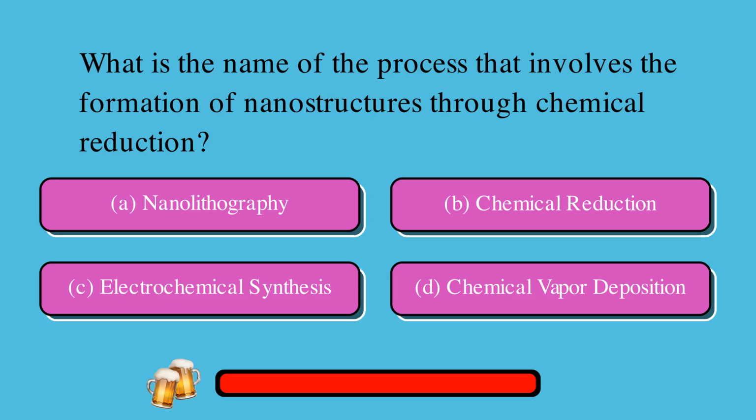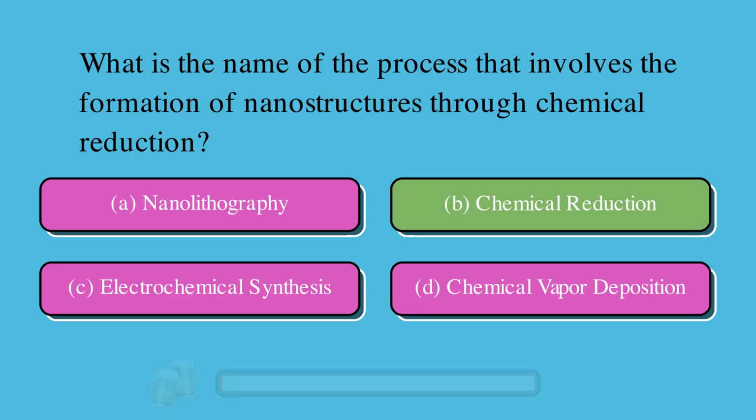What is the name of the process that involves the formation of nanostructures through chemical reduction? Is it A. Nanolithography, B. Chemical reduction, C. Electrochemical synthesis, or D. Chemical vapor deposition? The correct answer is B. Chemical reduction.